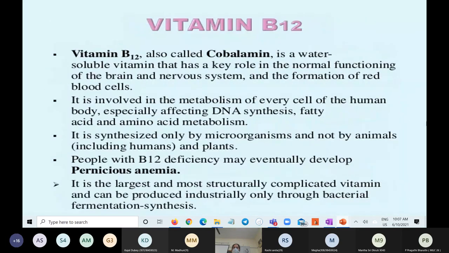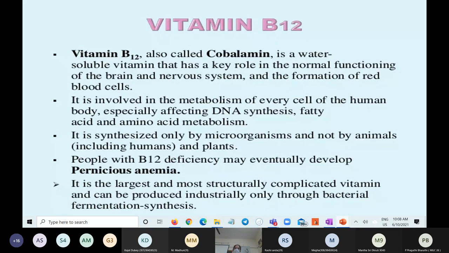It's a water soluble vitamin and it has a key role in normal functioning of the brain and the nervous system and in the formation of the brain cell. So this is the role of vitamin B12. It is involved in the metabolism of every cell of the human body, especially affecting DNA synthesis, fatty acid and amino acid metabolism. It is synthesized only by microorganisms and not by animals, including humans. So that is why we have to take it as a supplement from the outside only.